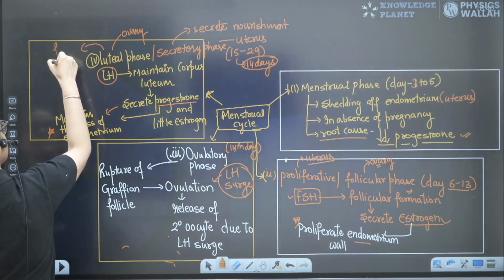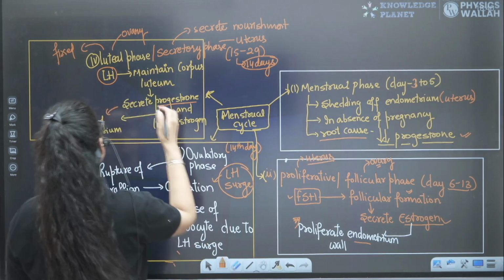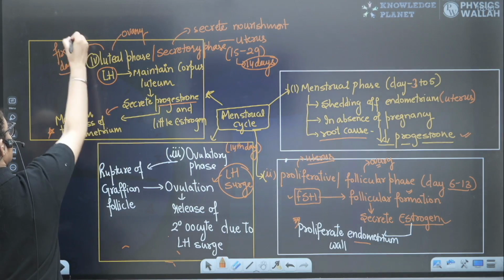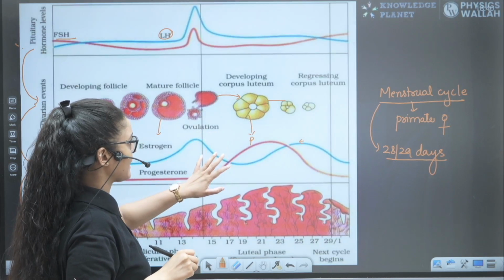So this is for fixed days. These other phases can change their days, but this is for fixed days. That is for 14 days, and NEET question, right? So luteal phase is for fixed days. So now you just see this diagram, what is happening.